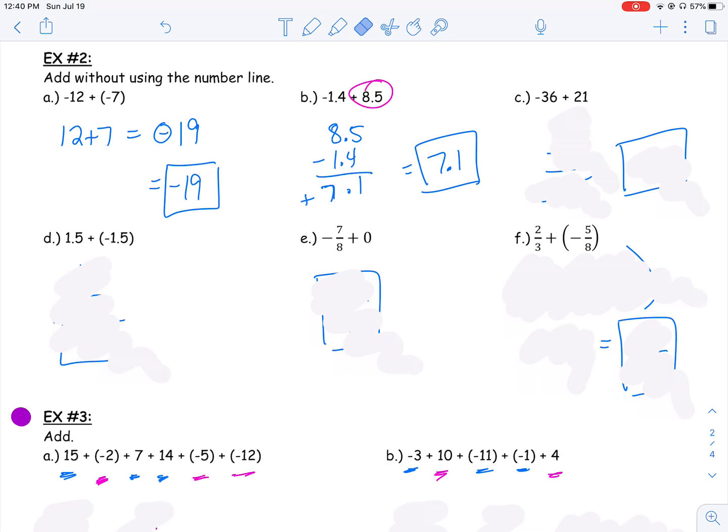All right, what about C? I have -36 plus 21. One's negative, one's positive. That means I want to find the difference, so I subtract. I'm going to take the bigger number and subtract the smaller number. So 36 minus 21 is 15, but my bigger number was negative, so my answer is going to be negative. So -36 plus 21 is really -15.